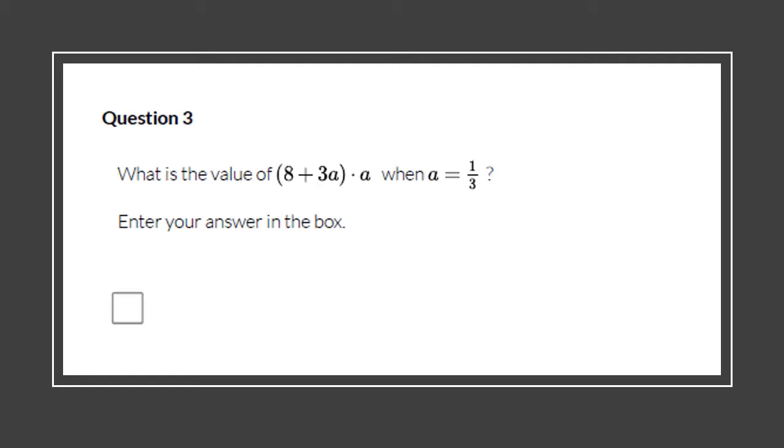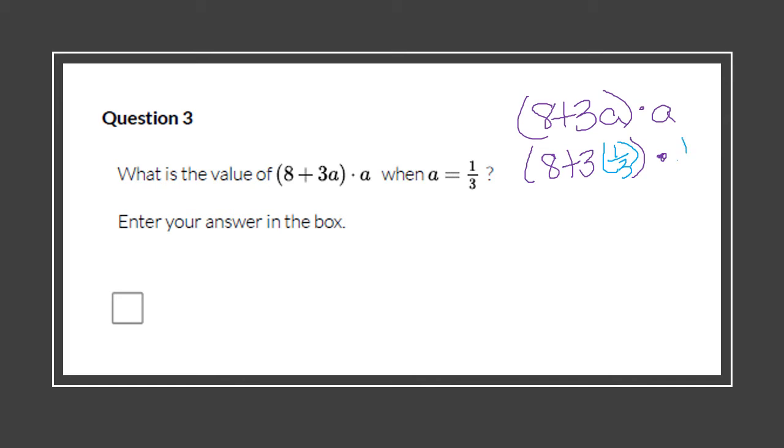Okay, what is the value of 8 plus 3a times a, when a is 1/3? So I'm just going to rewrite it again and use the blue so that you could see. I'm going to plug in 1/3 everywhere I saw an a. So that was here and here. Now I'm just going to solve.